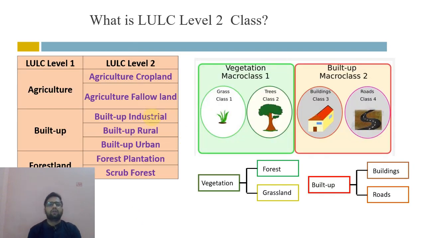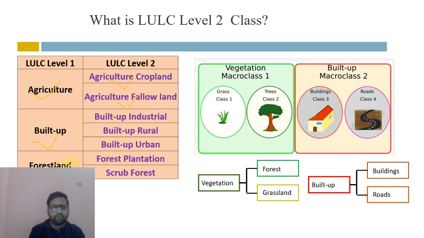Now we can see the level 2 classes. When primary classes are classified into major categories, that is called level 2 classes. Now, from the previous slide, agriculture is the primary feature or level 1 class, along with built-up and forest land. When agriculture is divided into major categories, that is agriculture cropland and agriculture fallow land, which are the level 2 or secondary classes. Another is built-up. Built-up can be classified into built-up industry, built-up rural or built-up urban, that are called secondary classes or level 2 classes.